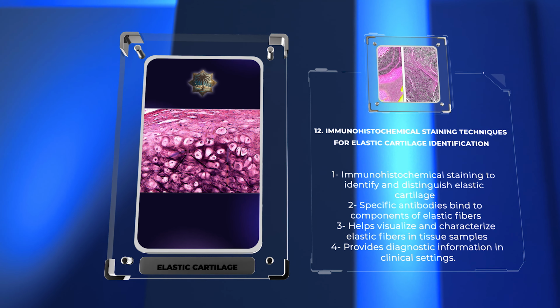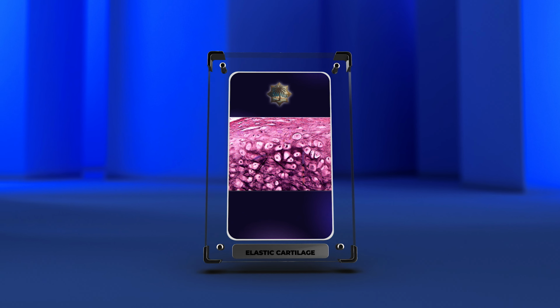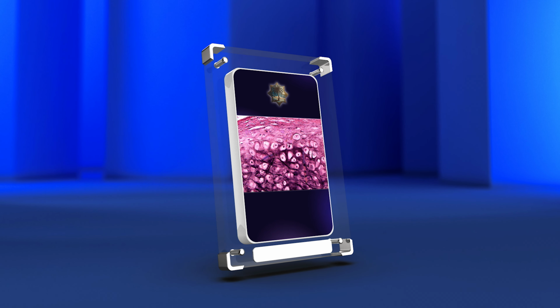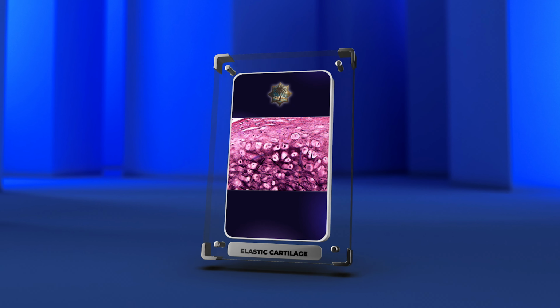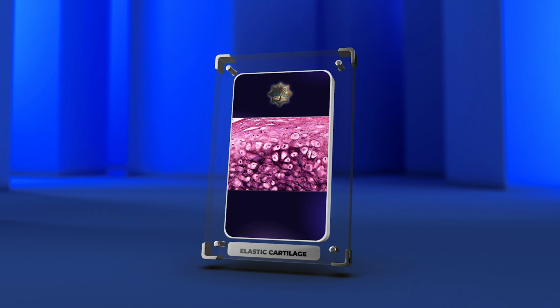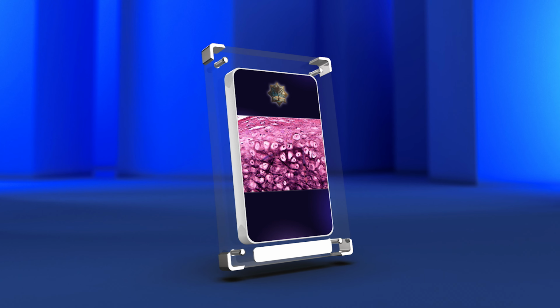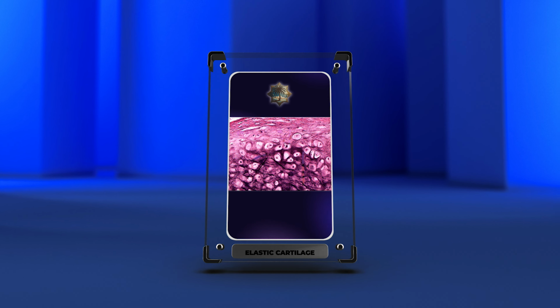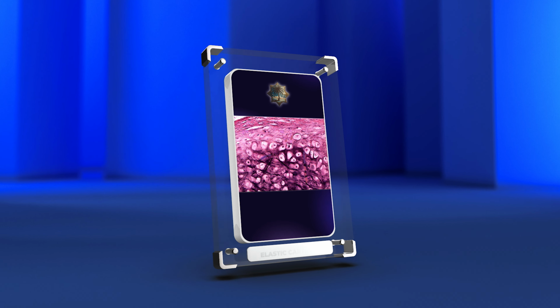In conclusion, elastic cartilage is a unique tissue with remarkable properties including elasticity, flexibility, and support. Its biosynthesis, development, functions, and pathological changes are important to understand for accurate diagnoses and effective treatments. Techniques like immunohistochemical staining aid in detecting elastic cartilage.